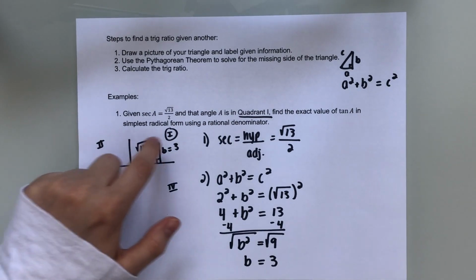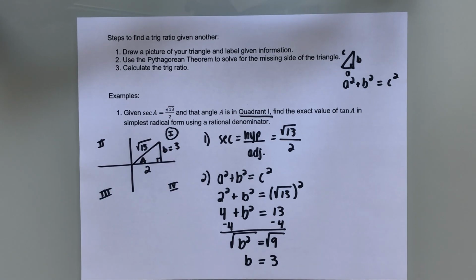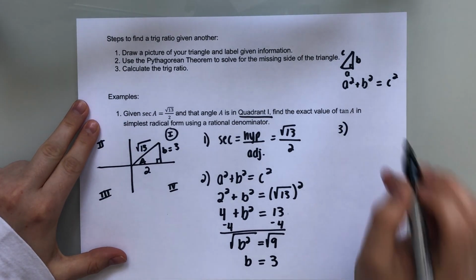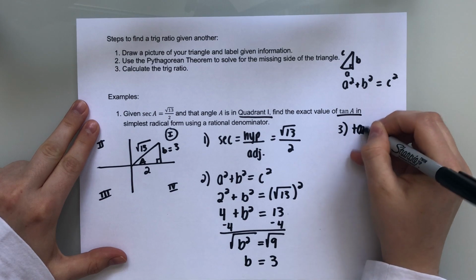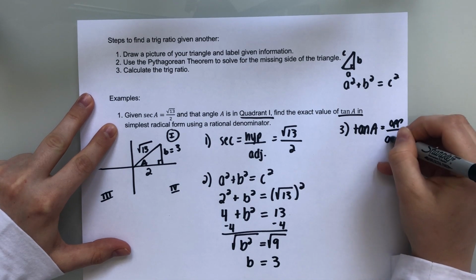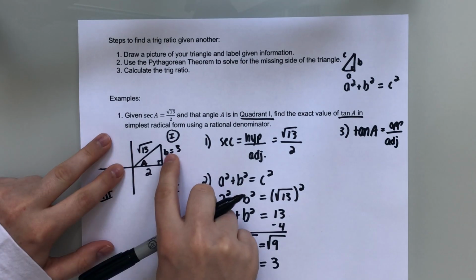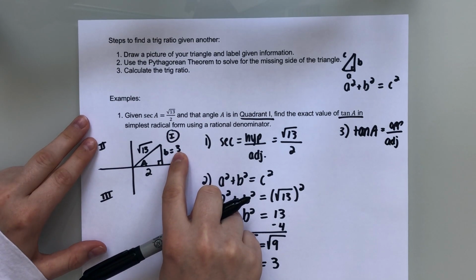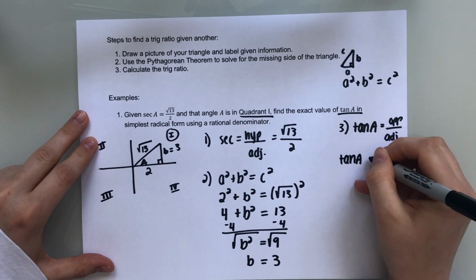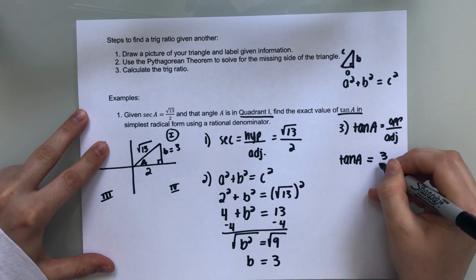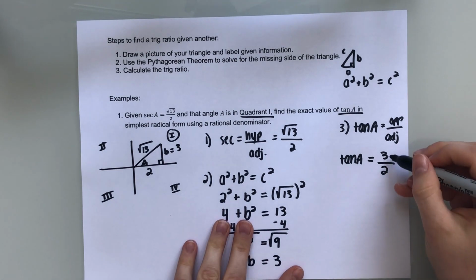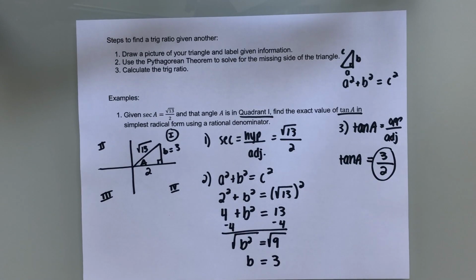Gonna fill that in. We now have all 3 sides of our triangle. The reason we needed all 3 sides is because when we go to step 3, calculating the trig ratio, we are asked to find the tangent of A. If we recall, tangent equals opposite over adjacent. The opposite side is right there, 3. We didn't have that information before, which is why we had to solve for it in order to get the tangent of A. So tangent A equals opposite, which is 3, over the adjacent, which is 2. And we can't simplify that fraction anymore, so this is our answer for that problem.